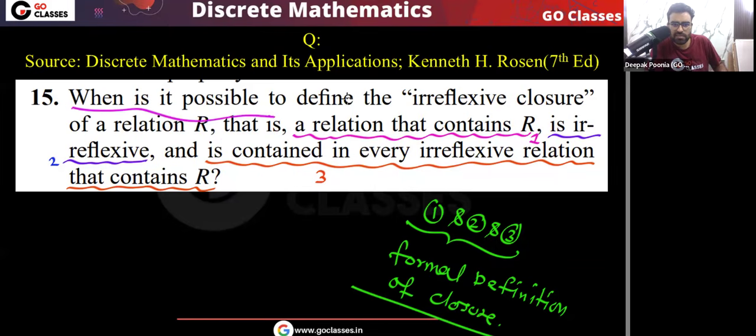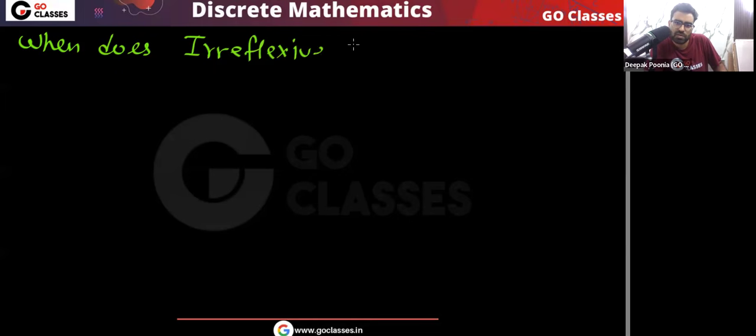Now the question is asking, when is it possible to define the irreflexive closure? Means when will the irreflexive closure exist? This we have already seen. If the given relation is already irreflexive, then the irreflexive closure will exist and the relation itself will be the irreflexive closure of itself. But if the given relation is not irreflexive, then you can never find the irreflexive closure. Means the irreflexive closure does not exist. Yes or no? Very simple point. When does the irreflexive closure exist?